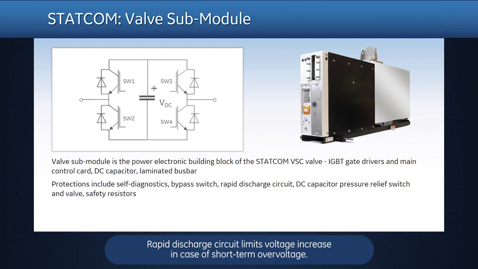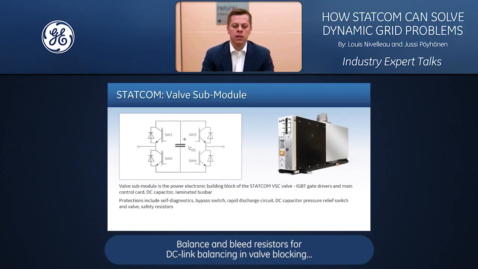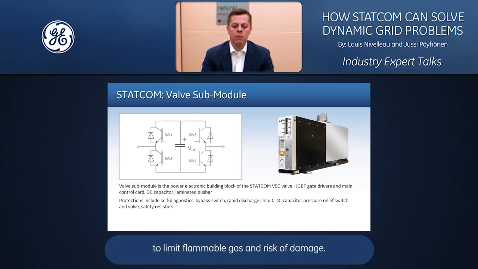Rapid discharge circuit limits voltage increase in case of short-term overvoltage. Balance and bleed resistor for DC link balancing in valve blocking operation and discharging DC link for safe operation after shutdown. DC capacitor protections include pressure relief switch and valve to limit flammable gas and risk of damaging.